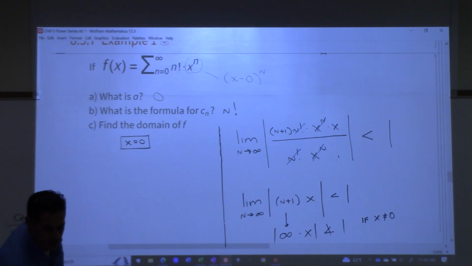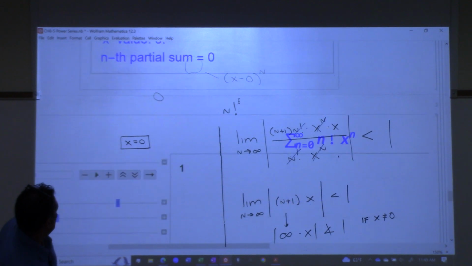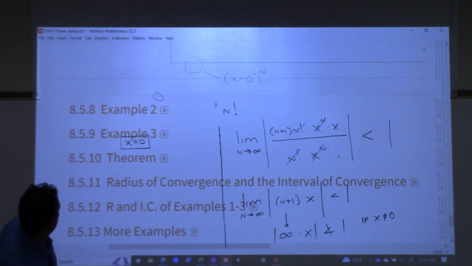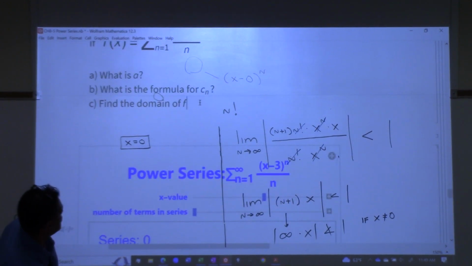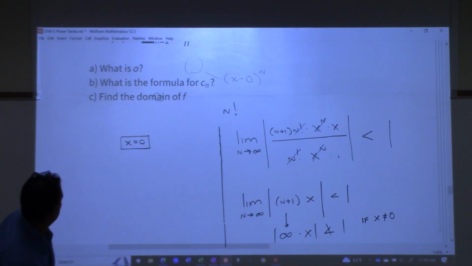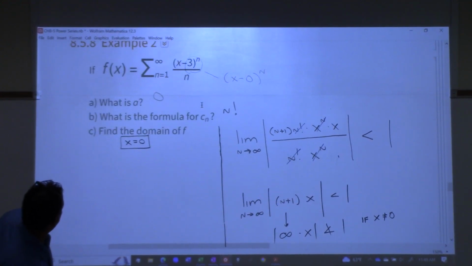All right? Go ahead. Can you still say that this function has an a, even though the a is... Yeah, a is 0. Yep. All right, let me get to our next example. Same questions, different series, different power series.